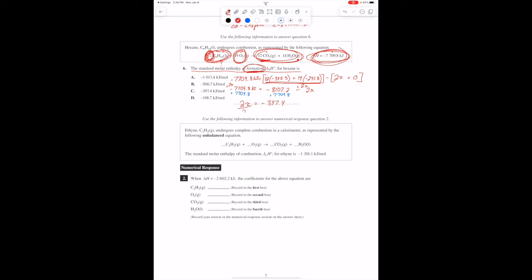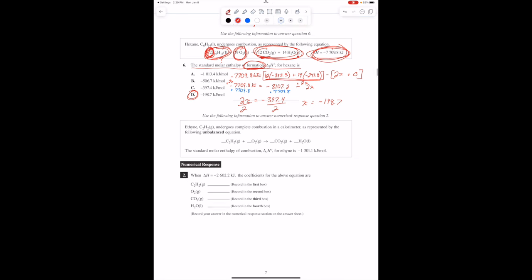And then I'm going to divide this by 2. So x will equal negative 198.7 kilojoules per mole. I'm realizing I should have put units in just so you guys can track them all, but they're all kilojoules per mole, so that's just it. Okay, that's it for that one. You're writing your diploma and you're done up through question 6. Lots to go.